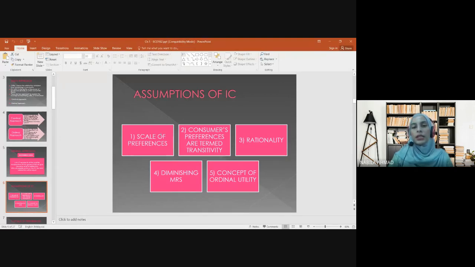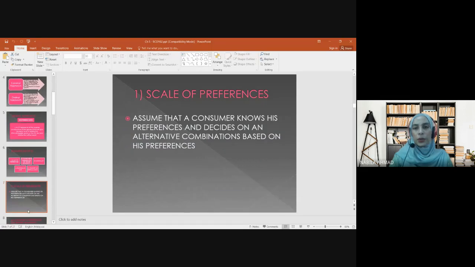So the first assumption is scale of preferences. Number 2, consumer preferences are in transitivity. Rationality, number 3. Diminishing marginal rate of substitution, number 4. And 5, concept of ordinal utility. So kita tengok one by one. So what is scale of preferences? We assume that consumer knows his preferences and decides on an alternative combination based on his preference. Maknanya consumer tahu kesukaan dia, apa yang dia suka, dia boleh decide on dia punya preferences itu.